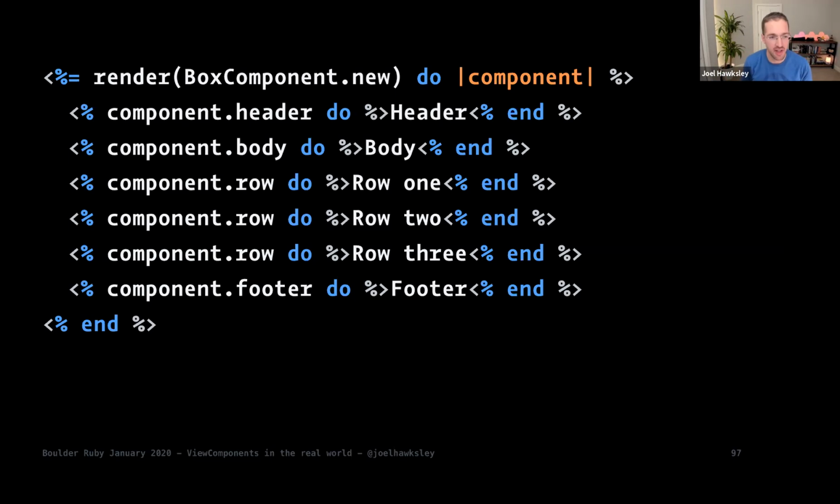Yeah, there's a lot of things you can do. You could imagine here, for example, that say you had a collection of Active Record objects, you could iterate over them, and then for each object call component.row, and that would generate a row for each of those objects. So there's a lot of flexibility you can do here.